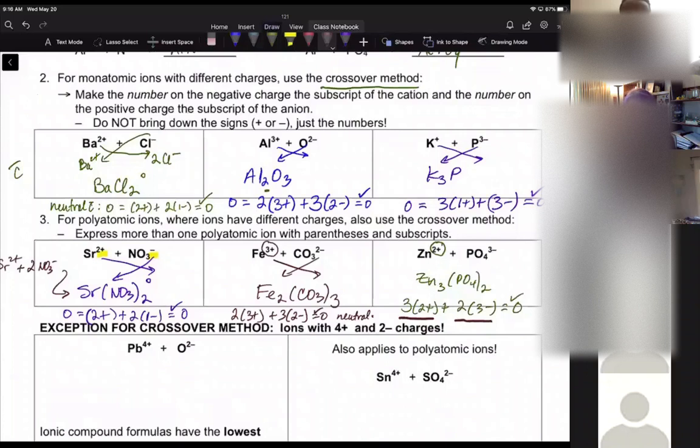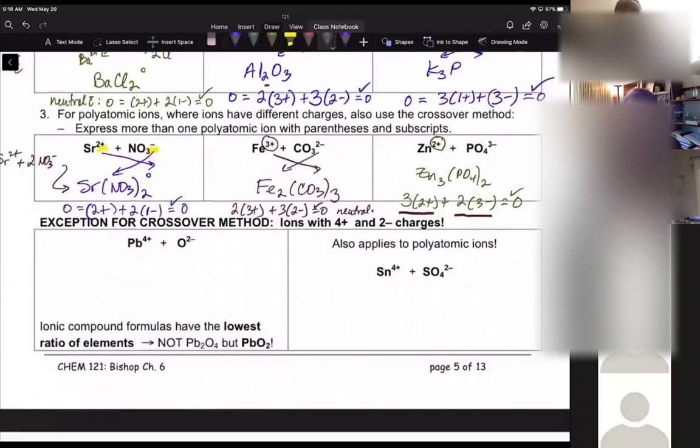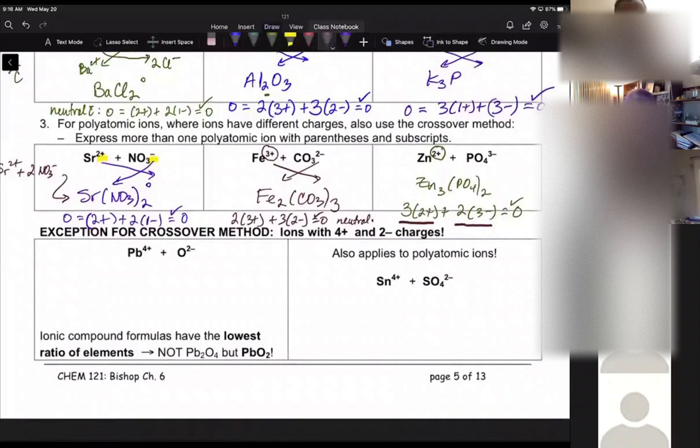Now we're not yet balancing equations. There's no arrow. We're just trying to make the product. Okay, now we did talk about making the smallest neutral subunit. So if you have a crossover method with something where there are multiples of each, you would think from the crossover method that you have Pb2O4, but that's not the smallest ratio. We have to reduce it to PbO2. So you could think about how many of these, how many oxides do you need to counterbalance the 4?